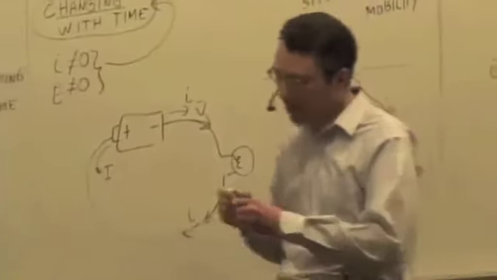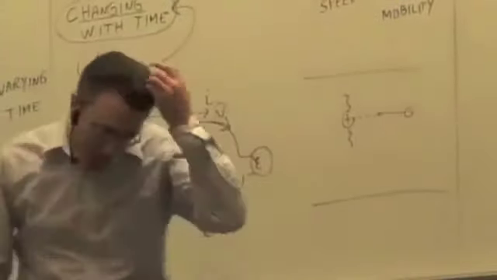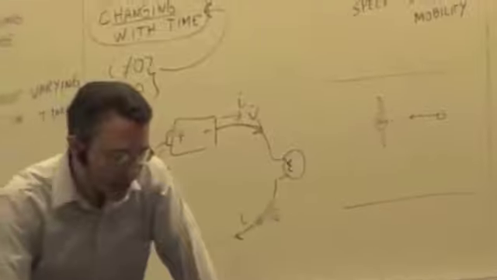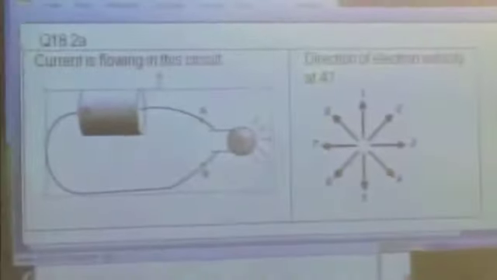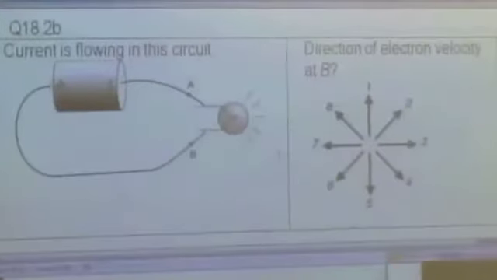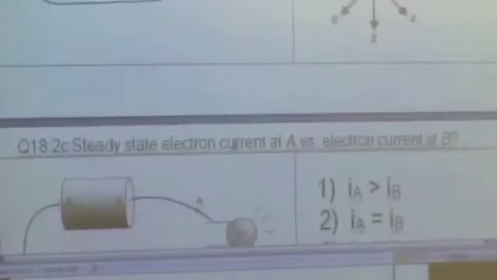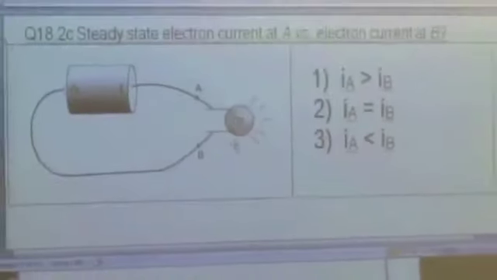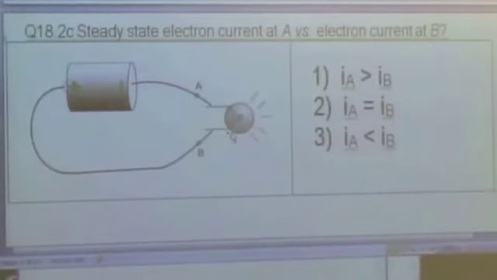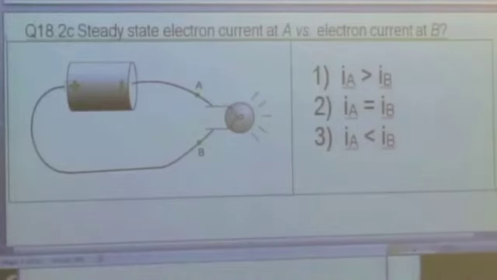Okay. So let's think about the electron current. We know we have an electron current, electrons flowing into this light bulb at location A, and then flowing out of the light bulb at location B. And we have a steady state. What can we say about the electron current, the rate of electrons per second at A versus at location B?